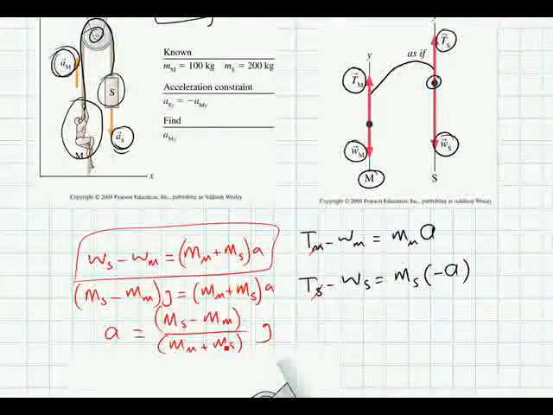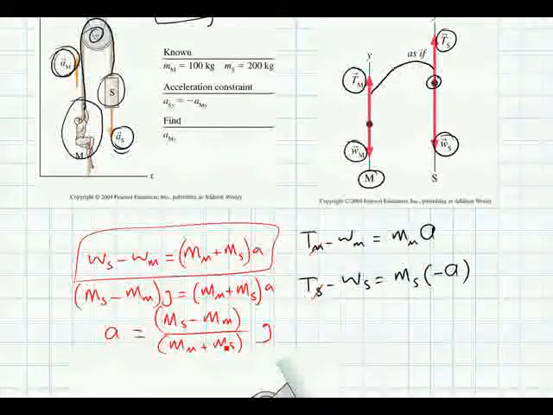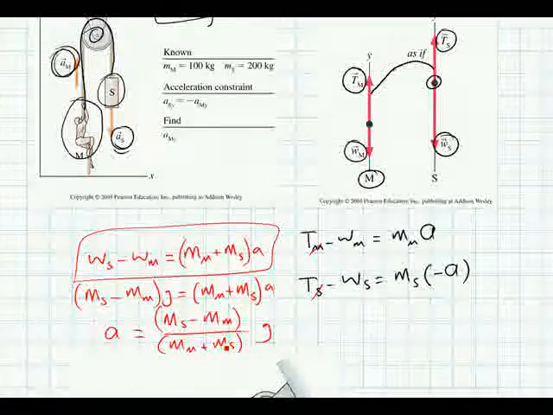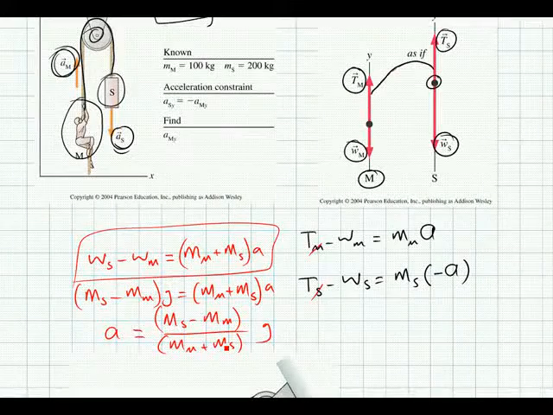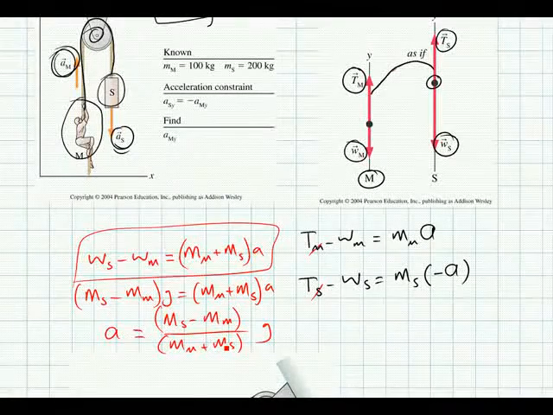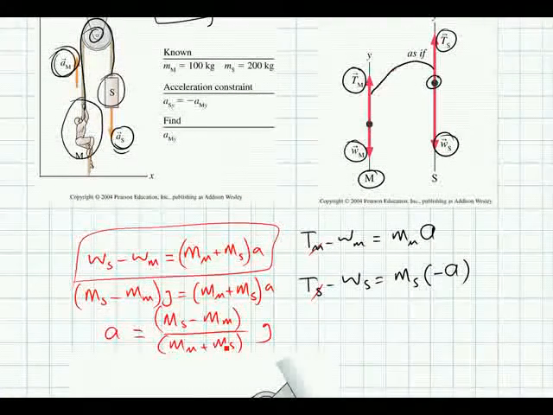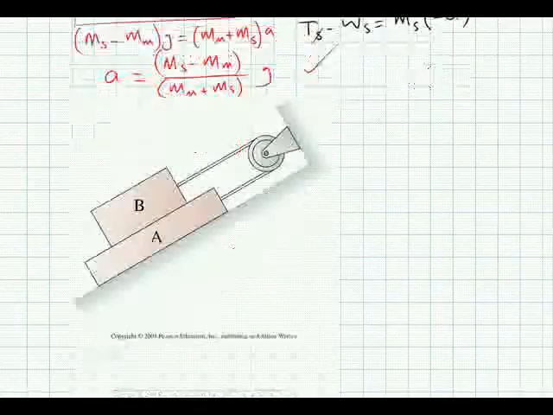Which, if mass of safe and mass of man are equal, then of course A is 0. That makes sense because we have an equilibrium scenario, and the greater the mass of safe is, the more A is going to be, which also makes sense. So we pass the sanity check.